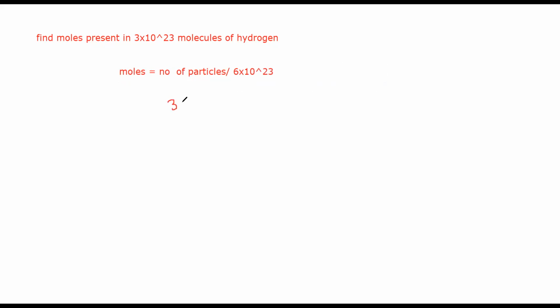So this will be 3 into 10's power 23 divided by 6 into 10's power 23. What's the answer? 3 exponent 23 divided by 6 exponent 23. So it will be 0.5 or a half mole. So 0.5 mole will be there. This formula, you don't find a question in O levels. Normally they're not asking this formula.